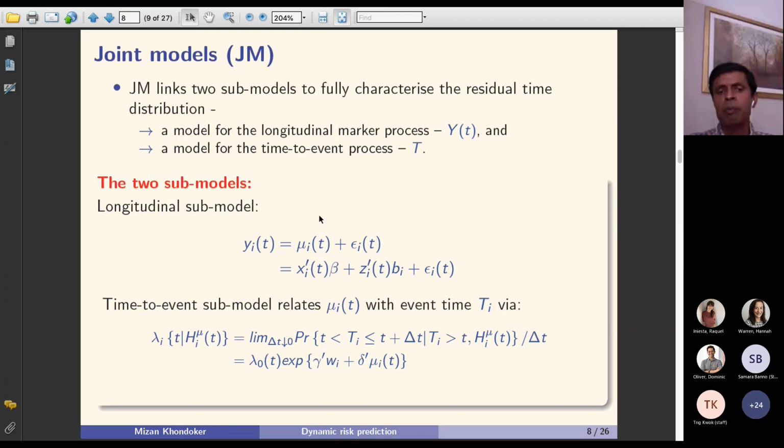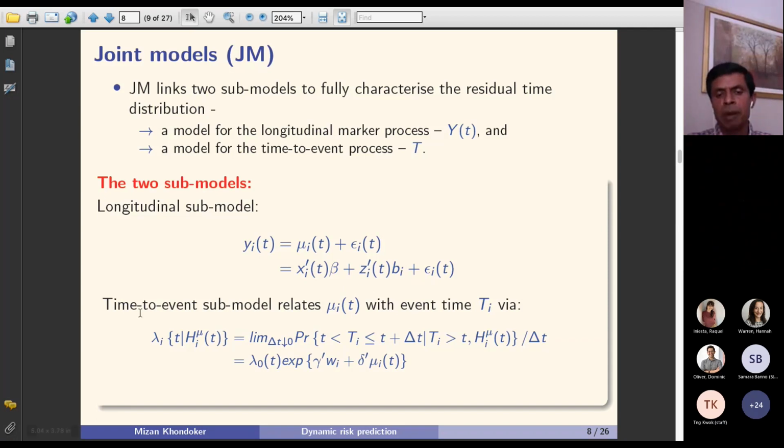In the most basic form of a joint model, the longitudinal submodel is represented by a linear mixed model. So you can see that observed data, Y_i(t), is represented as the true value of the biomarker plus an error. And the true value is represented using a regression model in terms of a set of fixed covariates and the subject-specific random effects, plus the residual. So this is the most basic form. There are other more complex models that can be used as well.